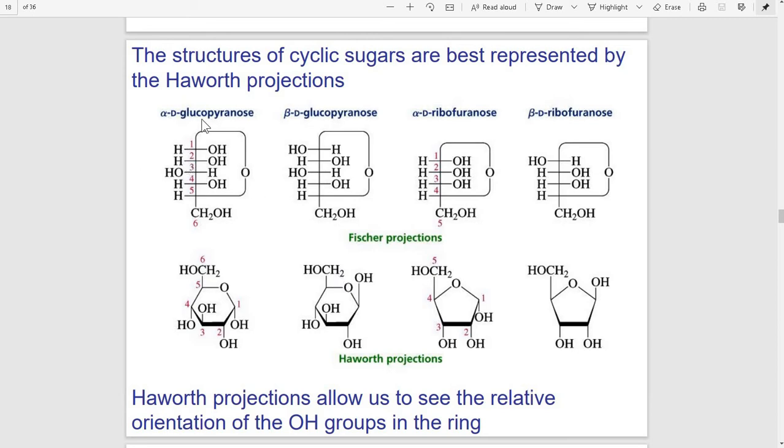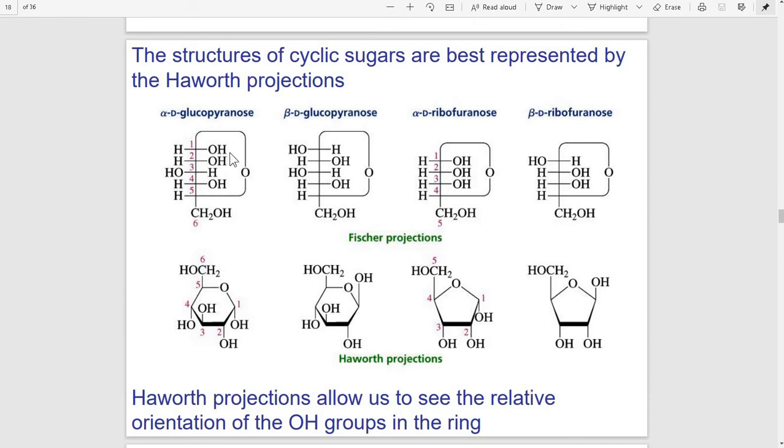Now see here, alpha D glucopyranose. We are taking here alpha D glucopyranose, and alpha D glucopyranose in Fischer projection formula is seen like this. But when we draw it as a Haworth projection formula, we get this structure. In this compound, see this first and second OH are below the plane, and the third OH is above the plane, fourth OH is below the plane, and the fifth, CH2OH, is above the plane.